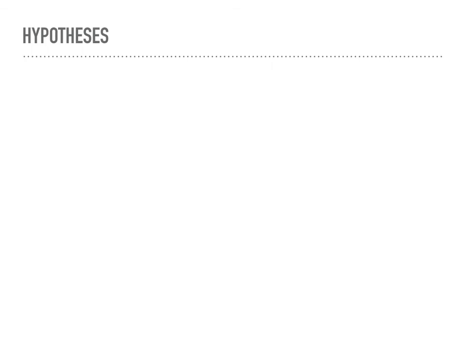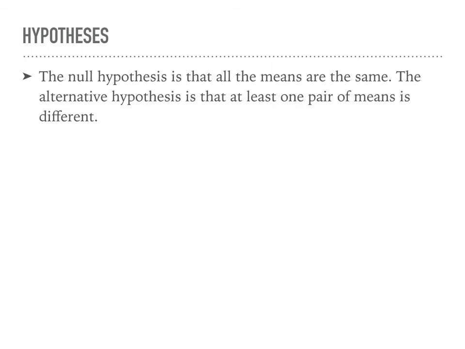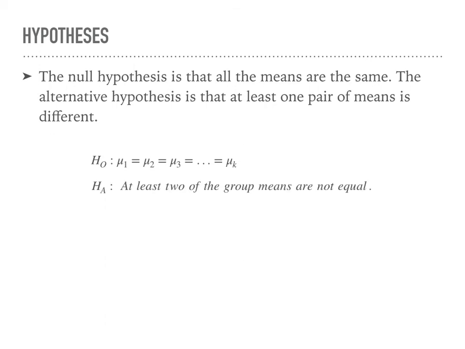Now, with the ANOVA test, our null hypothesis is always that the means are the same, and the alternative is that at least a pair of means is different. So we'd say the null hypothesis is mu1 equals mu2 equals mu3 equals all the way up to mu k, where k is the number of groups that we have. And the alternative is at least two of the group means are not equal, or we could say at least one of them is different. This just tells us that there is a difference. It doesn't tell us which one is different from the rest or if they're all just not equal to each other.